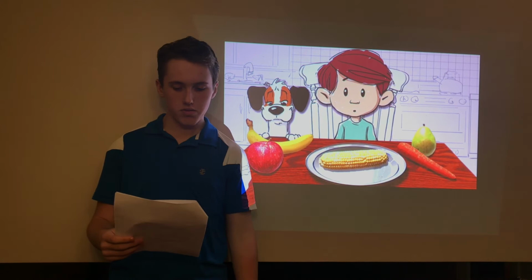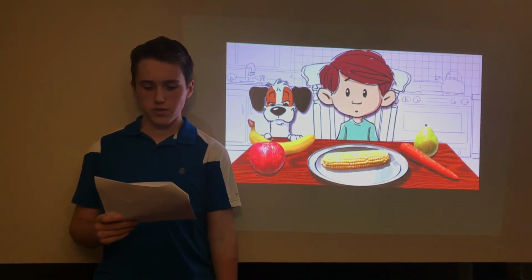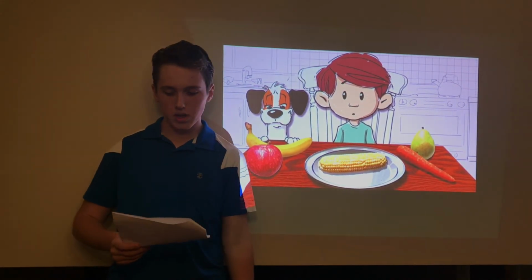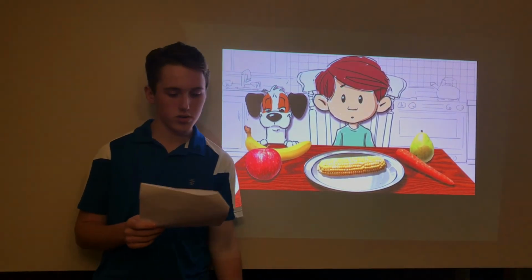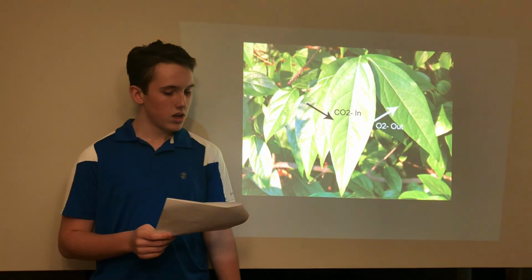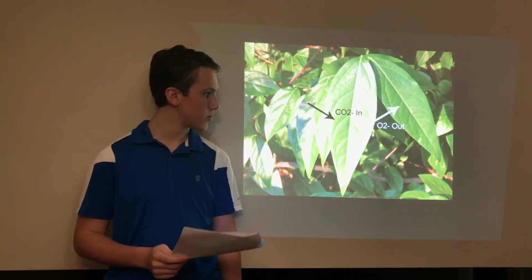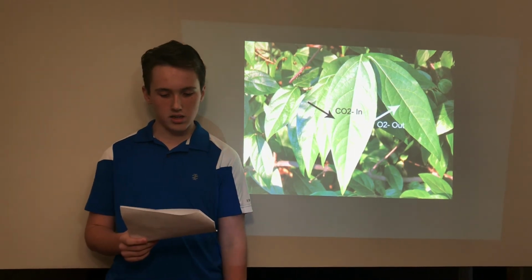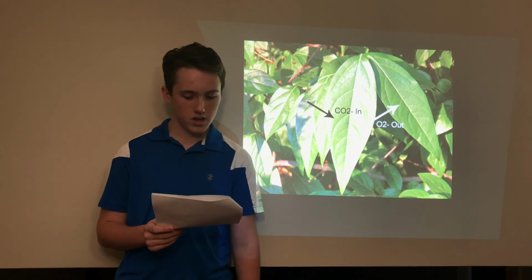All of our energy for growth, development, and physical activity comes from eating food from the plants and animals. Animals obtain energy from eating plants. Plants obtain energy from glucose made during photosynthesis. Oxygen that is produced during photosynthesis is released into the atmosphere. This oxygen is what we breathe and we cannot live without.